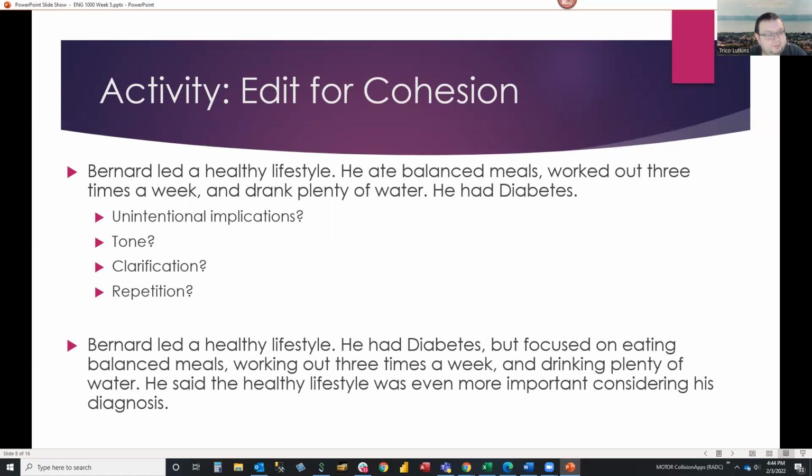A better way to write this would be: Bernard led a healthy lifestyle. He had diabetes, but focused on eating balanced meals, working out three times a week, and drinking plenty of water. He said the healthy lifestyle was even more important considering his diagnosis. It's a little bit better because with the first one, it's like, okay, cool, he's into health stuff, and then what? Yeah, diabetes. The second one just has better cohesion. It's a lot easier to read and gets the point across a lot better.